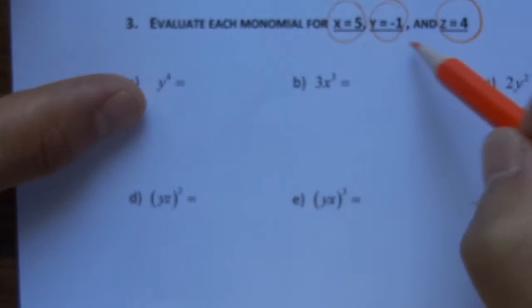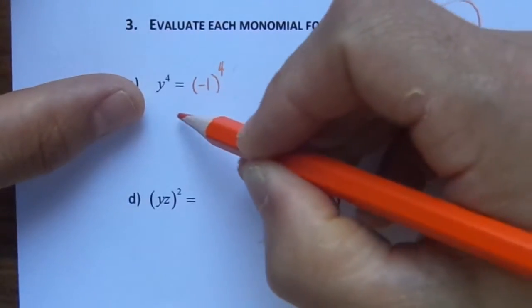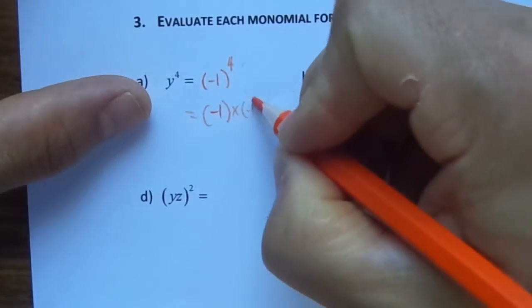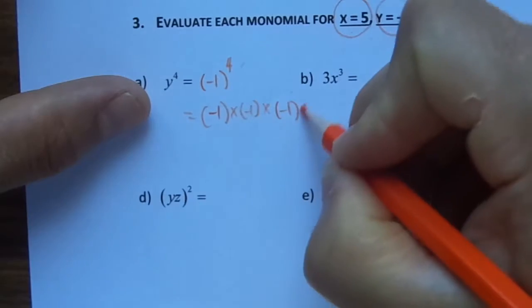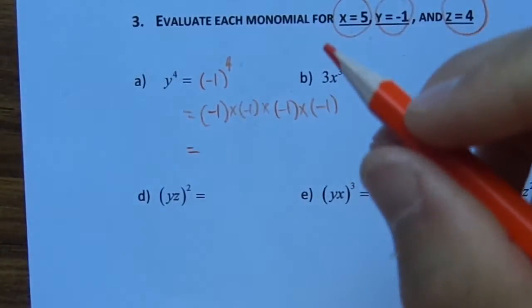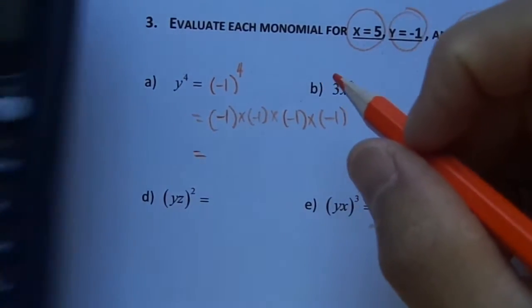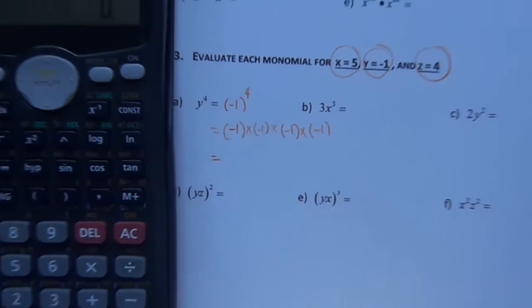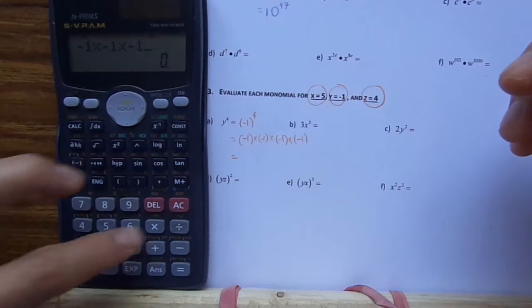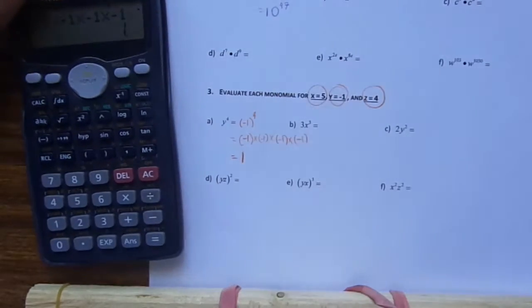So y equals -1. In this case, -1 to the exponent 4 is the same as saying -1 times -1 times -1 times -1, which you can type in the calculator. For the sake of this lesson, go ahead and type it in your calculator. You have -1 times -1 times -1 times -1, which gives us +1. And you're done.